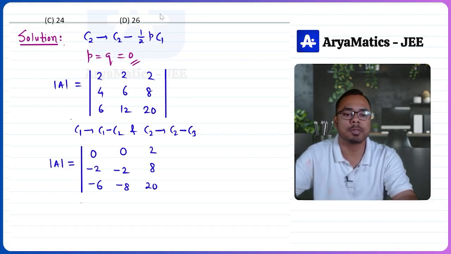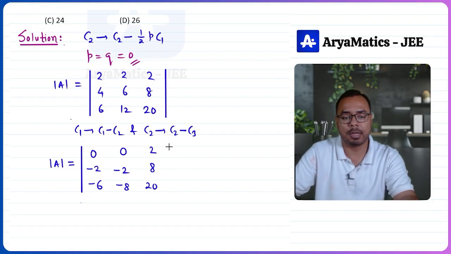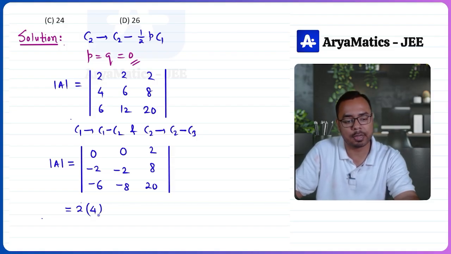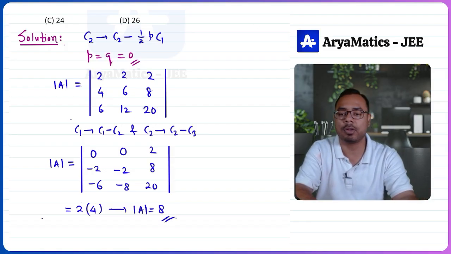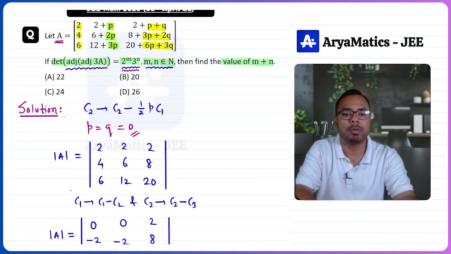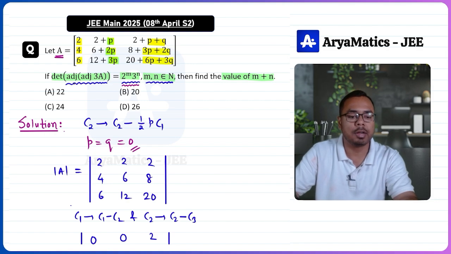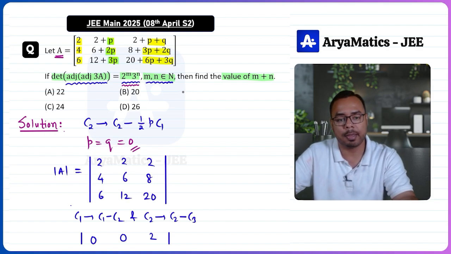And now we can expand this determinant along the first row. So this will give us 2 into 16 minus 12. So 16 minus 12 will be 4. That means the determinant of matrix A is nothing but 8, right? That is the determinant of matrix A. And now we need to find this thing. We have to find the determinant of adjoint of 3A, right?